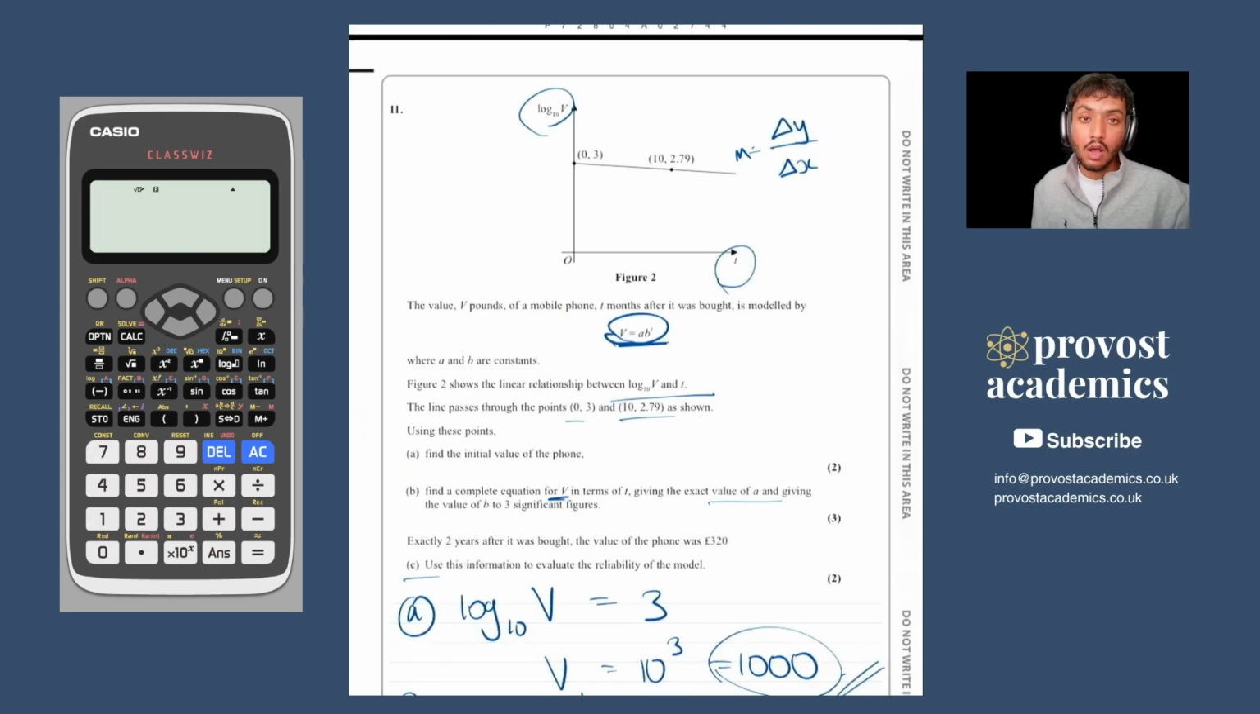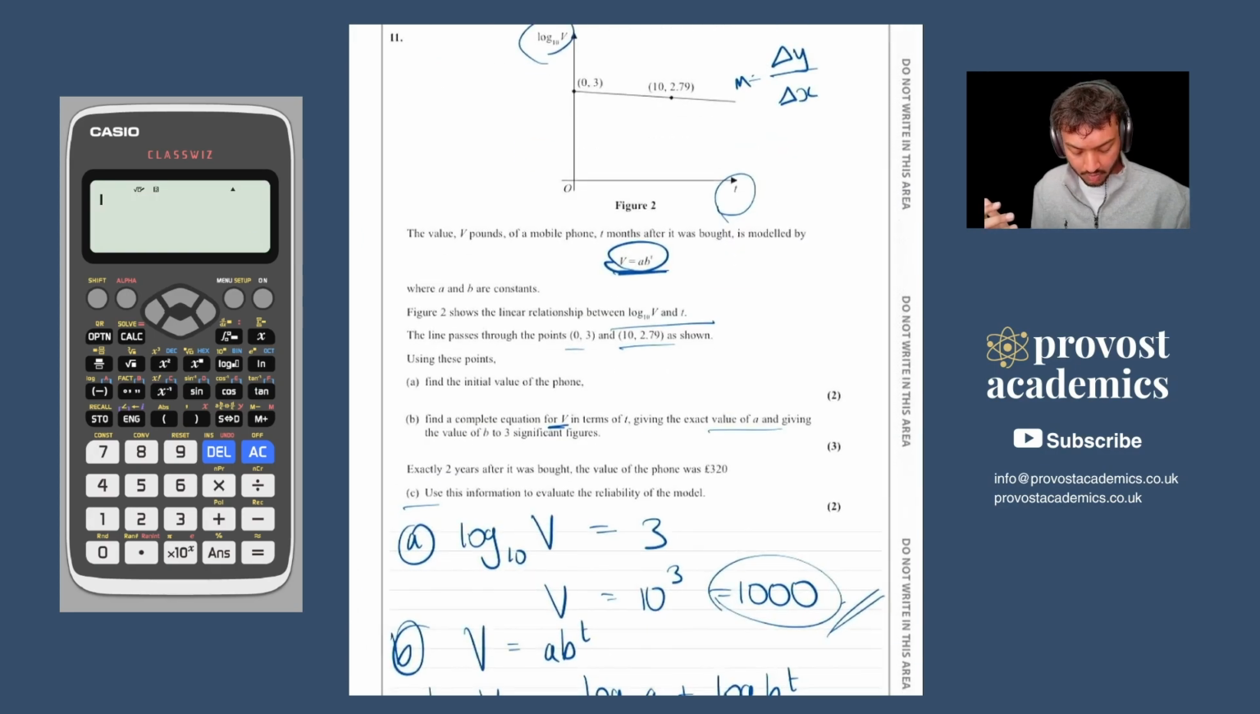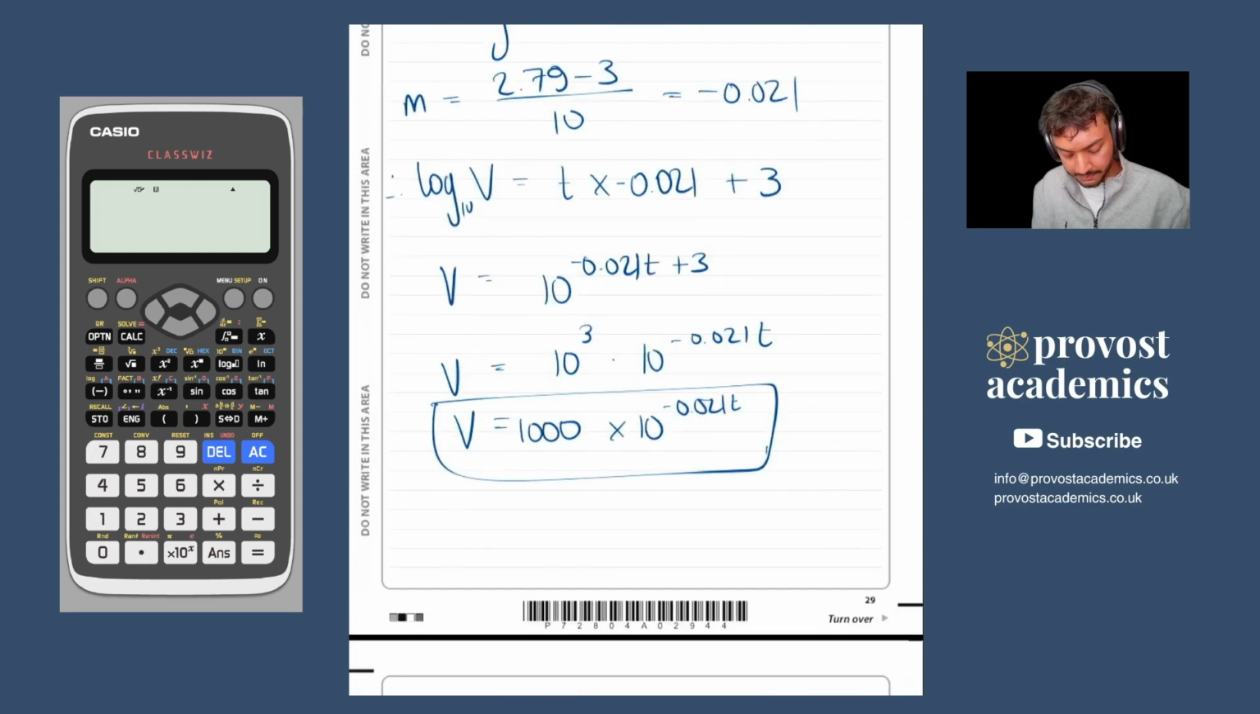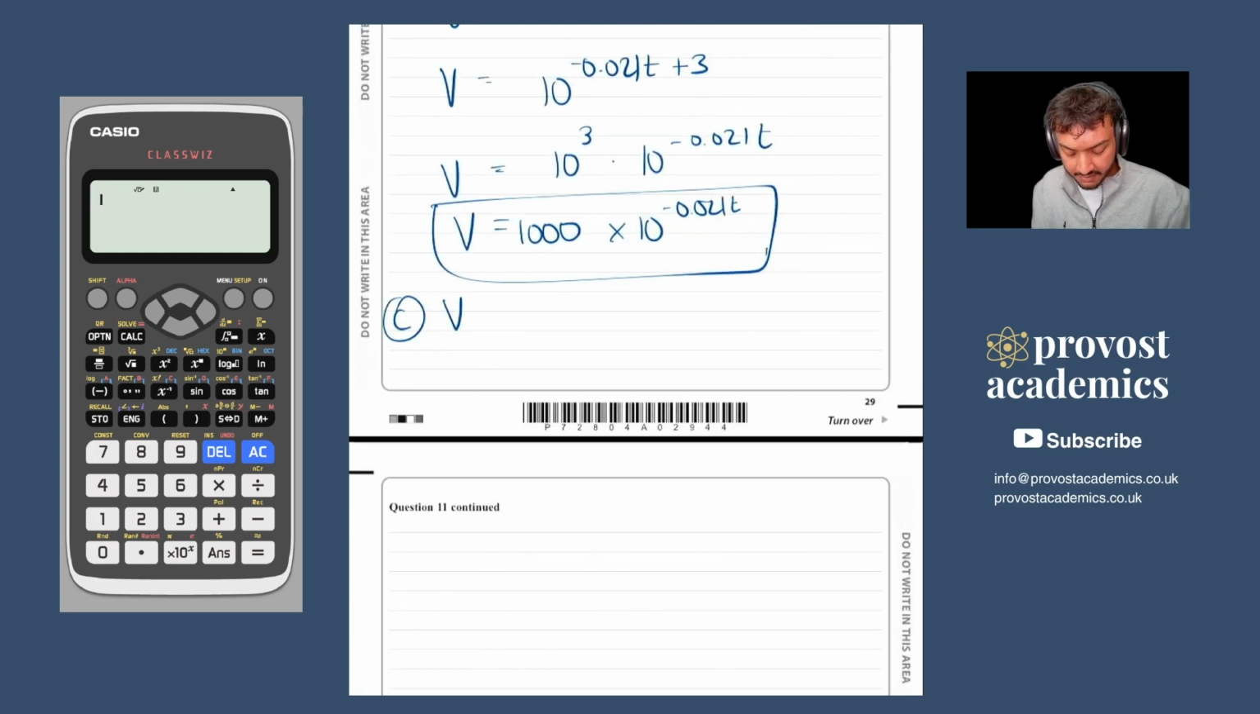Right. So next, how reliable is our model? We have to evaluate this model. After 2 years, the phone value was 320. The key thing to notice here is that t is in terms of months. If you put in 2 for t, you're going to get the wrong answer. So I get v equals 1000 times 10 to the power of minus 0.021 times 24. Again, 2 years is 24 months.